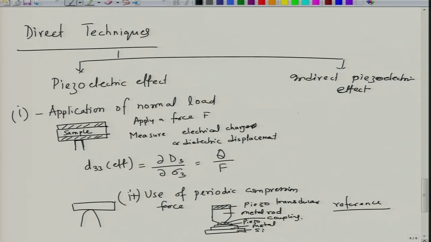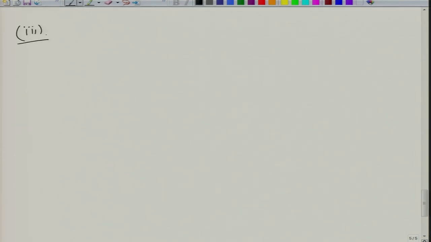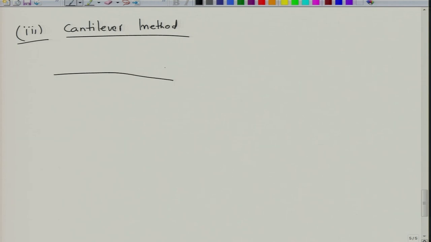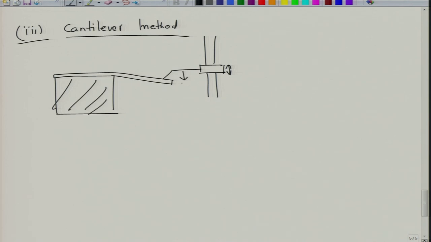So this is the second method, and the third method is called the cantilever method. This is the most common method. In the cantilever method, there is a cantilever which is moved up or down, and it is kind of a strained beam. This is the cantilever, and this is the beam on which your sample is coated. There is a load somewhere here, and this is connected to an oscilloscope. By moving this cantilever up and down, you measure the displacement.